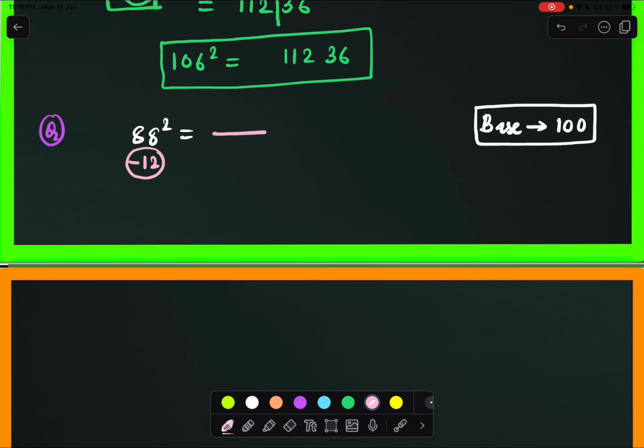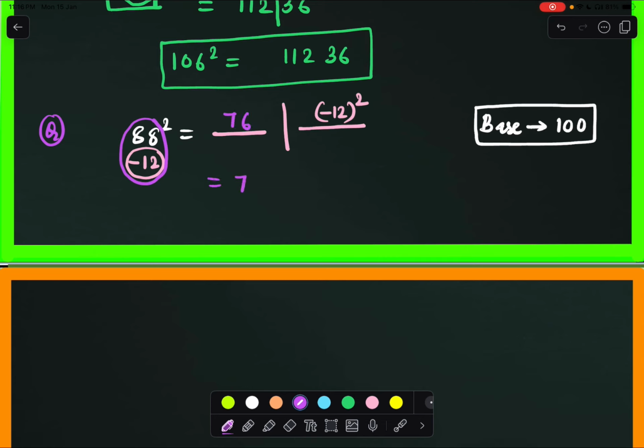So the square of the number contains two parts. What are my first part and second part? How to get the second part? Square your deficiency value, that we need to put on the rightmost side. So how to get the left part of the number? From the number we can add or subtract the deficiency value. 88 minus 12, if you add them, what will we get? We'll get 76 here.